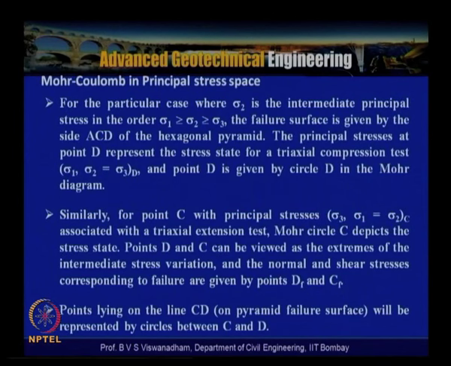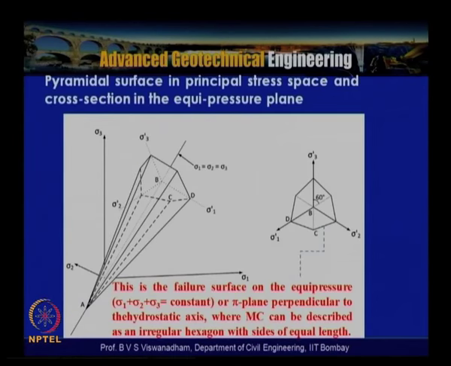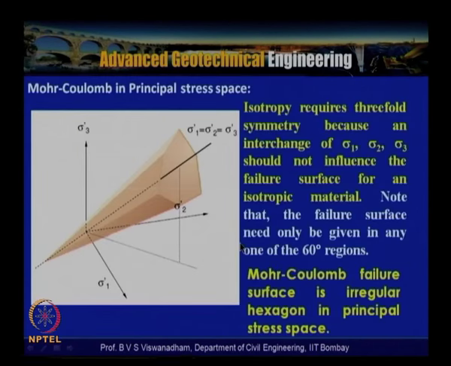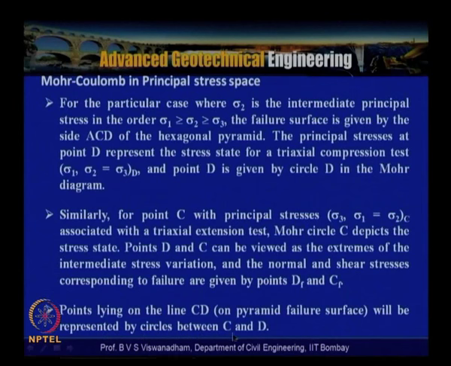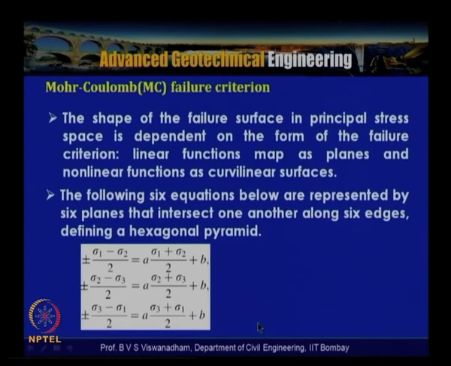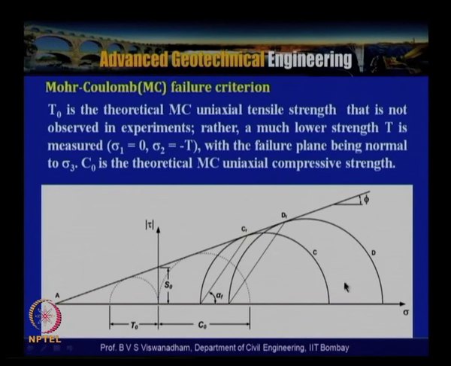And where Mohr circle C depicts the stress state, and points D and C can be viewed as the extremes of the intermediate stress variation, and the normal and shear stresses corresponding to failure are given by points DF and CF. Points lying on the line CD on the pyramidal failure surface will be represented by circles between C and D.